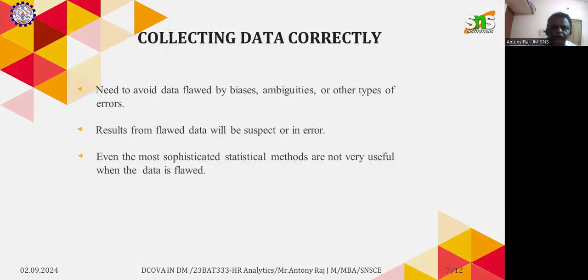So everywhere, the data needs to be collected. And as I told you, collecting data is very, very crucial. Because when you have flawed data, it is definitely going to lead to error. Even if you have a very sophisticated statistical model to analyze the data, when the data is flawed, it is not going to be of much use.